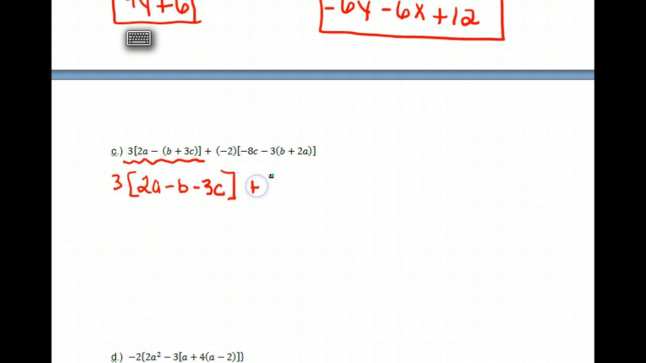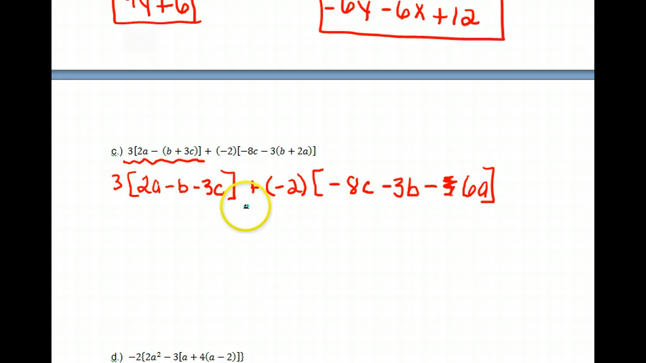Then we have plus negative 2. Those parentheses are simply there for cosmetic purposes. Bring down the bracket. And as you look in here, we are going to be distributing a negative 3 into that innermost quantity. So negative 3 times b makes negative 3b. Negative 3 times 2a makes negative 6a. My apologies there.